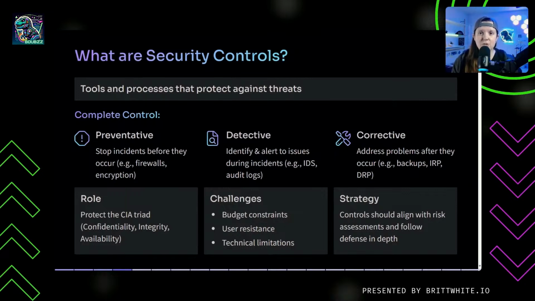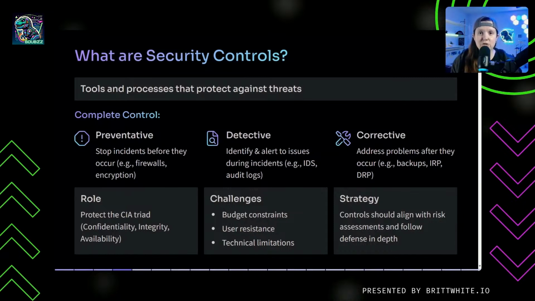When implementing controls, organizations face common challenges. There might be budget constraints, balancing security needs with available resources. There could be user resistance, ensuring controls don't hamper productivity. And there might be technical limitations, integrating controls with your existing systems.